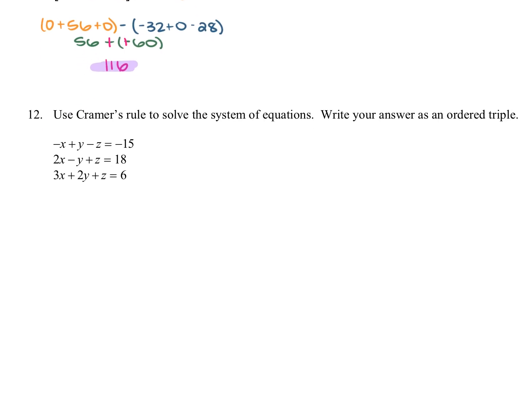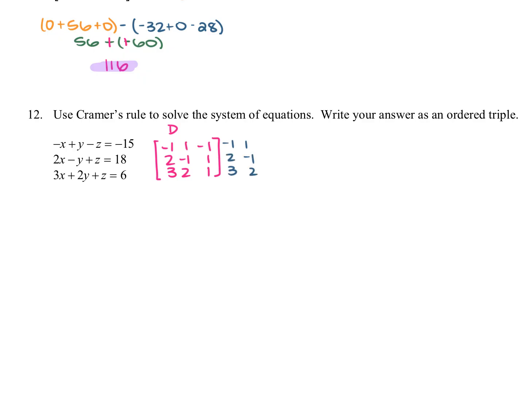This question on your review is number 21. You're using Cramer's rule to solve. So we're going to start by finding D. You're going to have negative 1, 1, negative 1, 2, negative 1, 1, 3, 2, 1. Rewrite your first two columns.